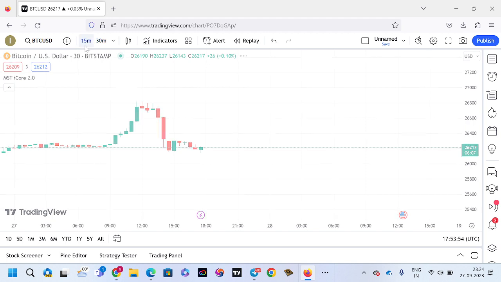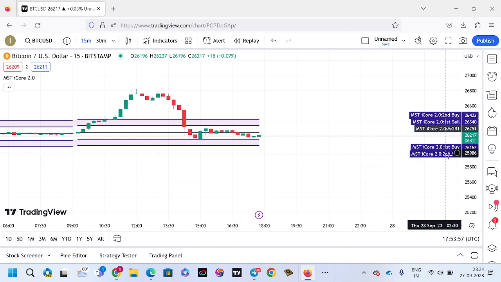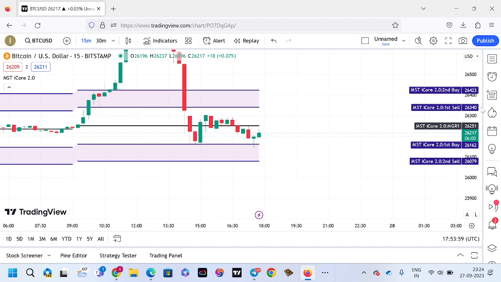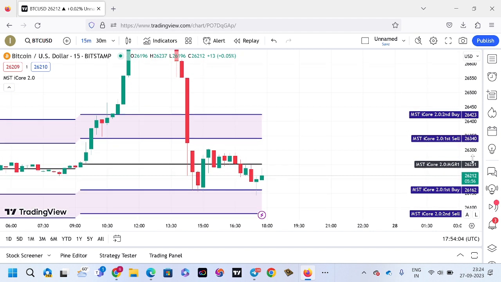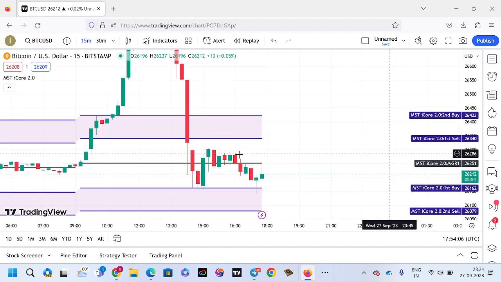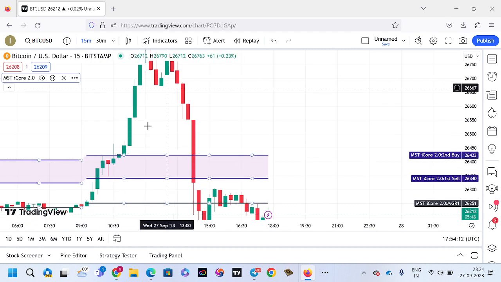So I'm keeping it in the 15 minutes time frame. Now you can see what has happened today. Here I'm showing you only with the default settings. Okay. So now the market has opened, sell activated, SL hit, second buy activated, all the targets hit, SL was safe.